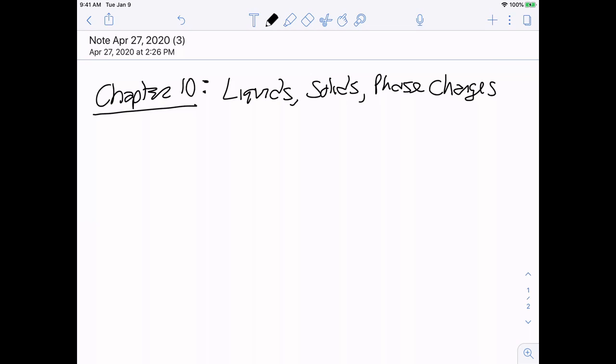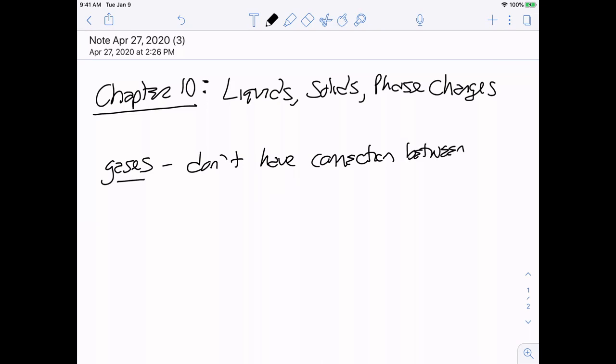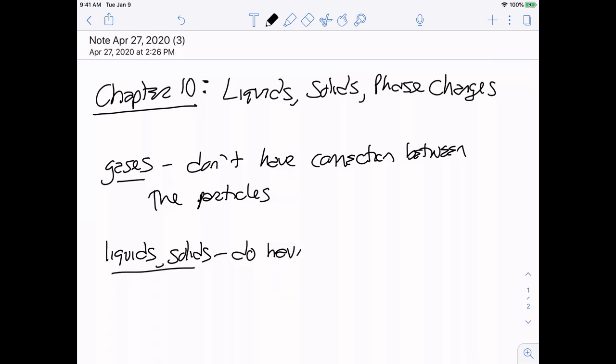If we remember in chapter 8 where we had gases, and I alluded to this chapter, remember gases don't have connections between particles. Each individual gas particle acts independently of its neighboring particles. That's what really differentiated gases from solids and liquids, where we do have those connections. Almost all of the behavior of a liquid and a solid is based on the identity or type of those connections. So liquids and solids do have connections between the particles.